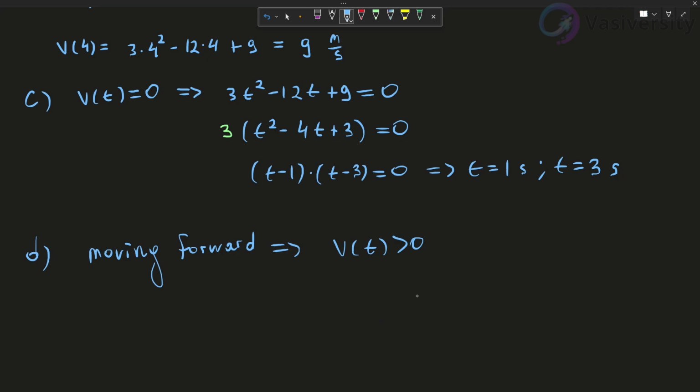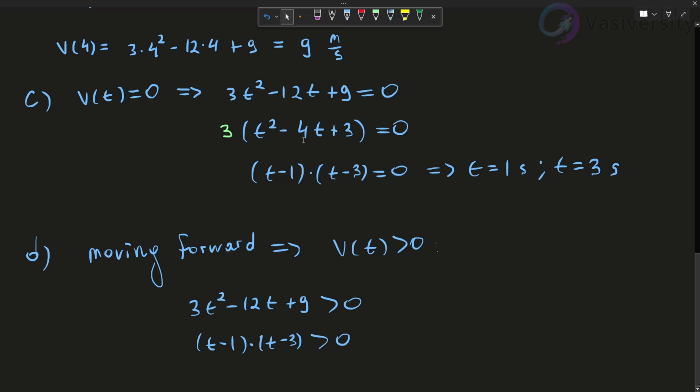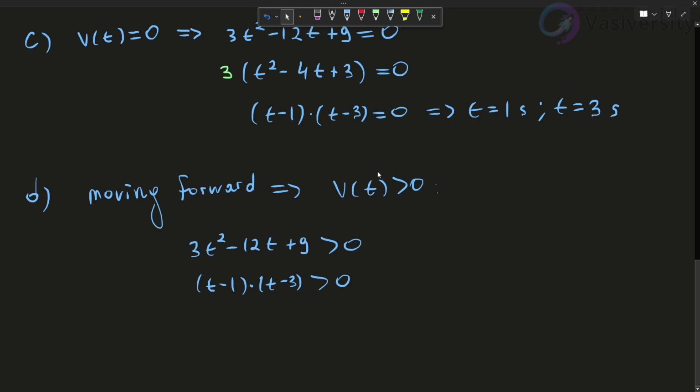Right, so what does that mean? That means that 3t squared minus 12t plus 9 is greater than 0. So we know we already factored out previously. So we will have t minus 1 times t minus 3 to be greater than 0. Okay, so we want to find when this inequality holds true. So this inequality is true when both factors are positive.